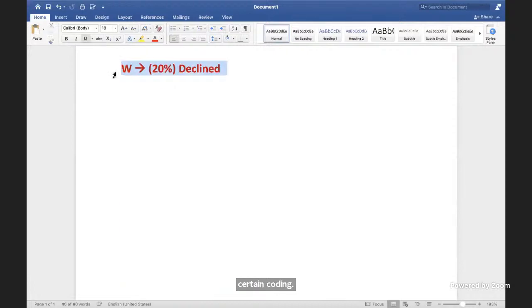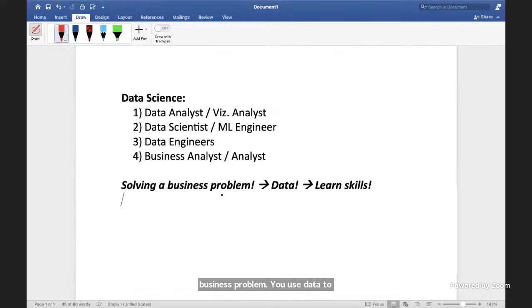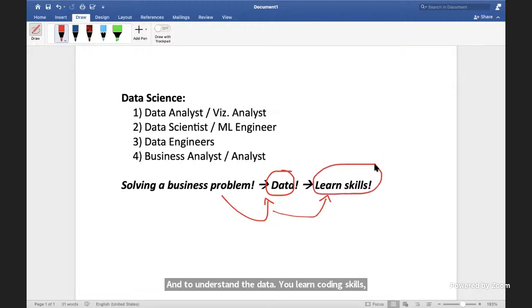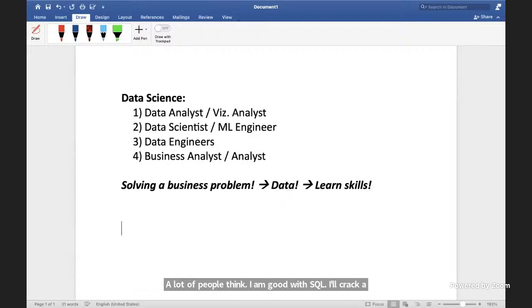So the core of becoming a data person is: you solve a business problem, you use data to solve that business problem, and to understand the data, you learn coding skills and different types of algorithms, which will help you out in that. A lot of people think, I am good with SQL, I'll crack a job. Well, you might, not denying that. Of course, who am I to comment that you will not be able to? But you need to understand, when a company is hiring you, they're hiring you to solve a greater problem that they are not able to solve. And that's why they require your skill set. Clear, everyone?